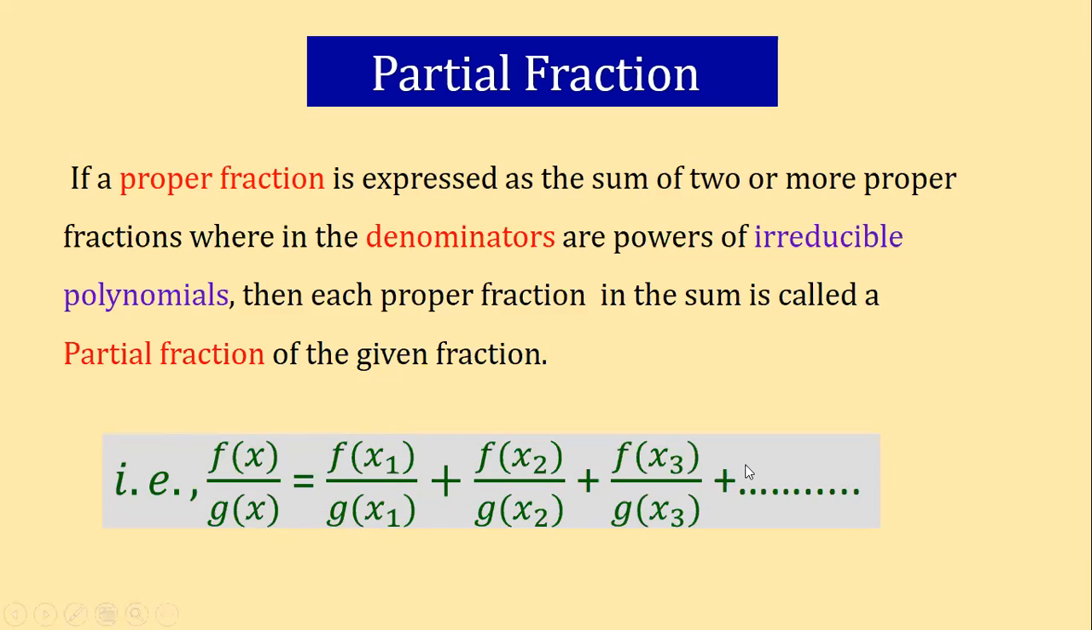Each term in this sum, each fraction, is said to be a partial fraction. When is it said to be a partial fraction? If the denominators, here g of x1, g of x2, g of x3 and so on, are irreducible polynomials. Here g of x1 should be an irreducible polynomial, g of x2 should be an irreducible polynomial, and so on. If it is so, then we say that each proper fraction in the sum is called a partial fraction.